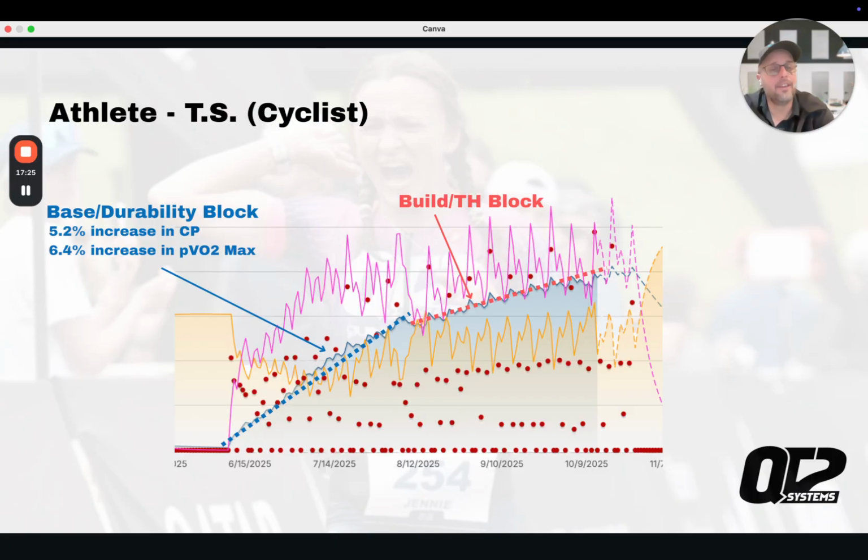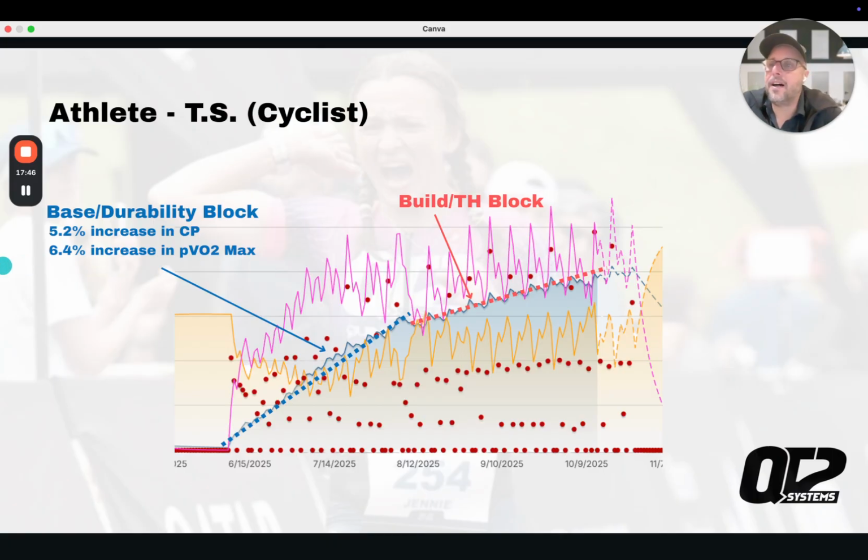It slows down. And the reason for that is because we just have to be careful of accumulating fatigue because the intensity during this block goes up so much relative to the base durability block. So we have to ensure quality. Otherwise, if we don't ensure quality and protect quality of the workouts, there's really no use in doing the build threshold block in the first place.